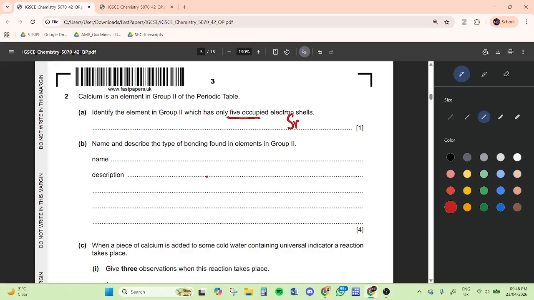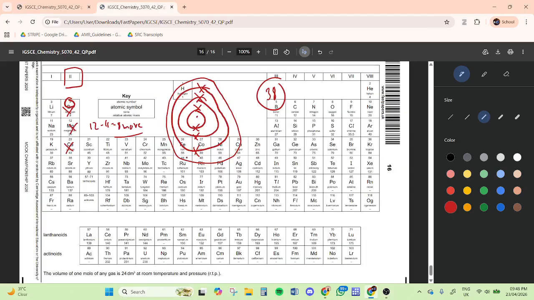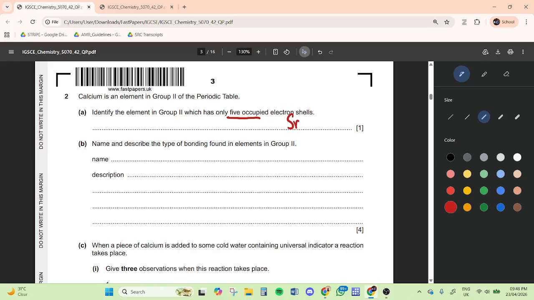All right. Second question. This is a very popular question. I feel like if you've been doing practice papers, then you have encountered this question a lot of times. Name and describe the type of bonding found in elements in group 2. So group 2 is obviously metals. So metals, they all have the same bonding.